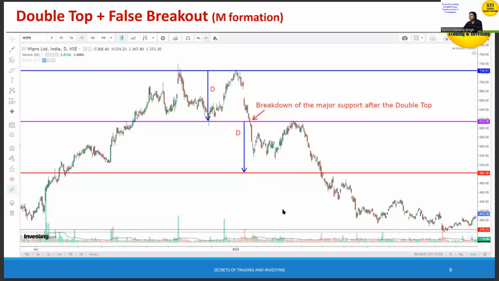And in this example of Wipro Limited, it even happened 3 times D. So 1D here, 2nd D here, and even a 3rd D. But 1D and 2D are the most common. The third time is very rare, but Wipro is the exception in this case. These two targets, the first target and the second target, most probably happen, I mean 70, 75, 80% of scenarios. Okay, so this is the double top.